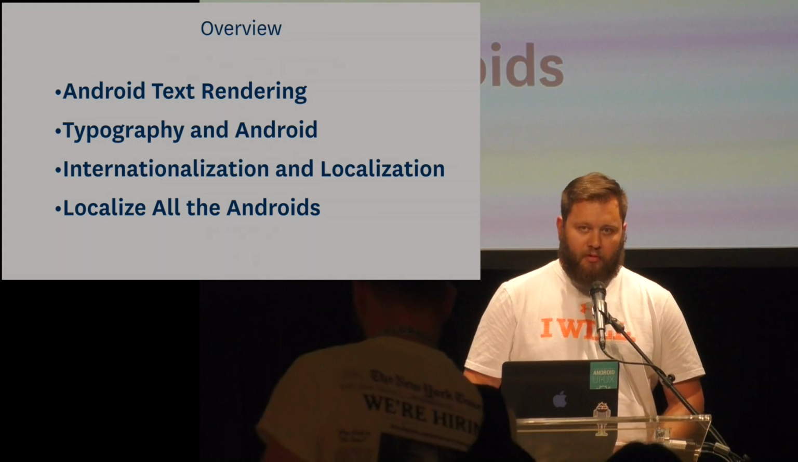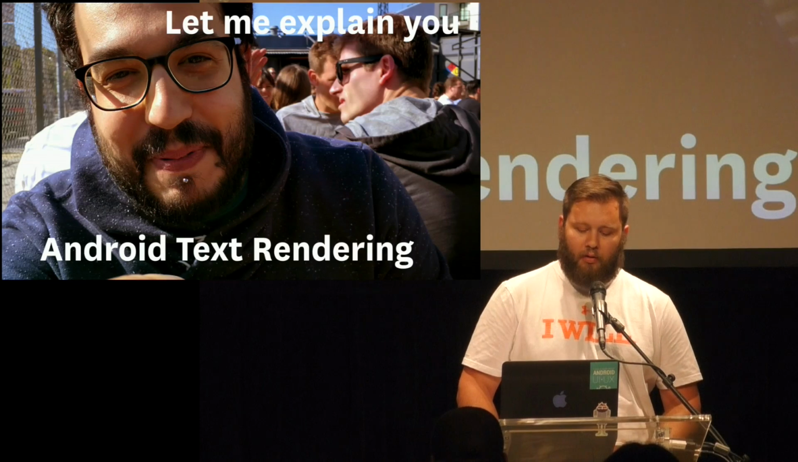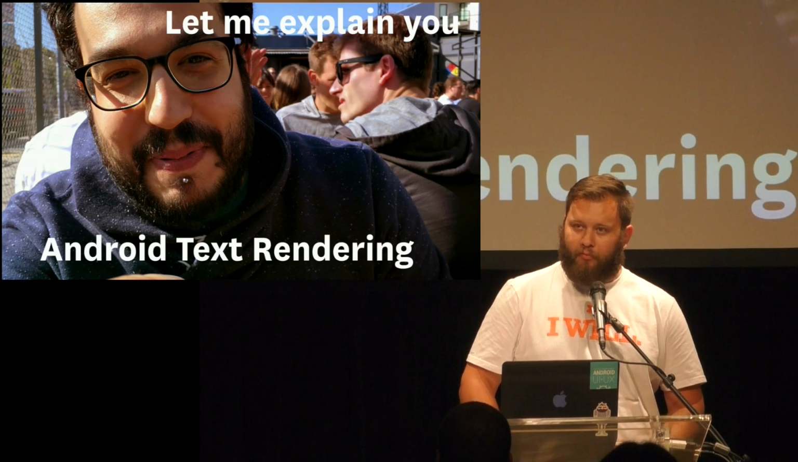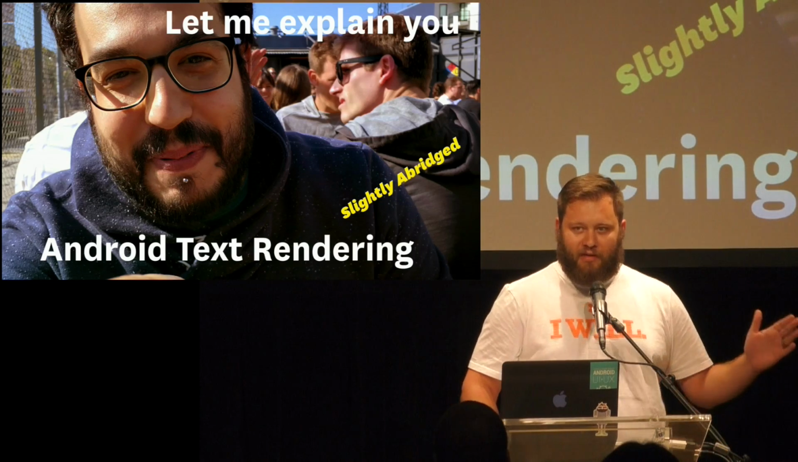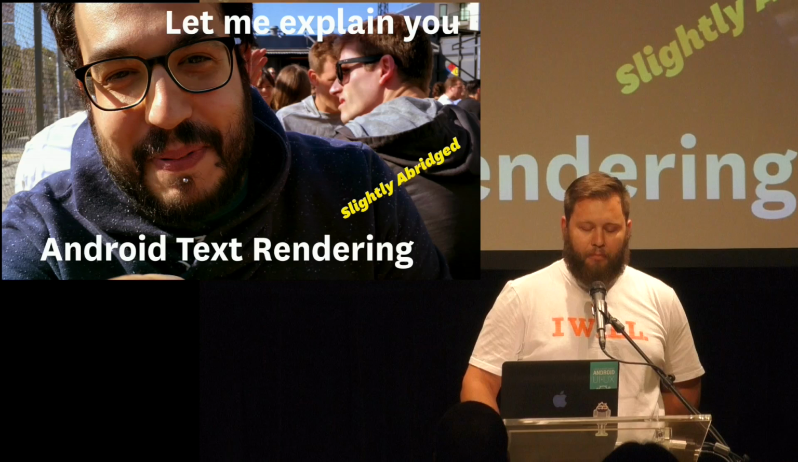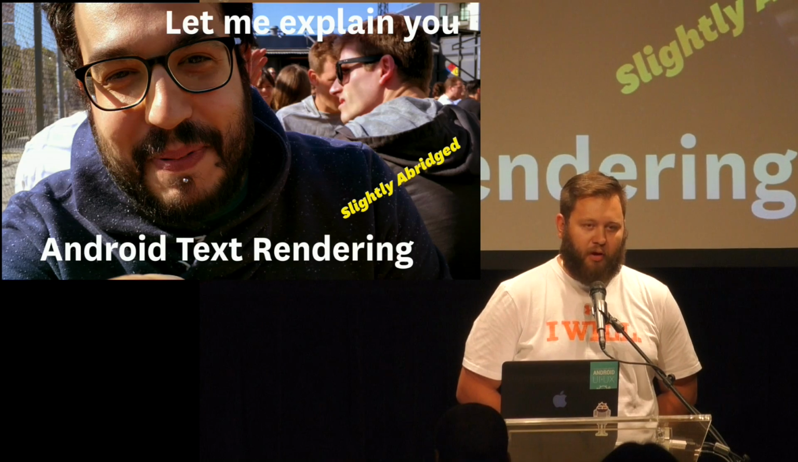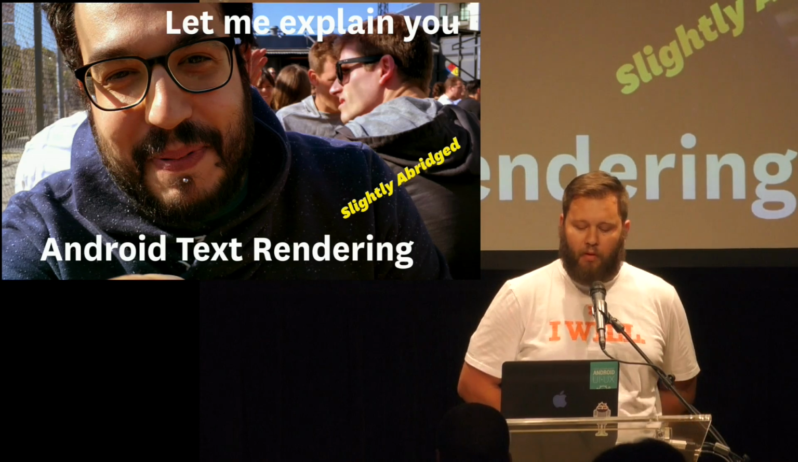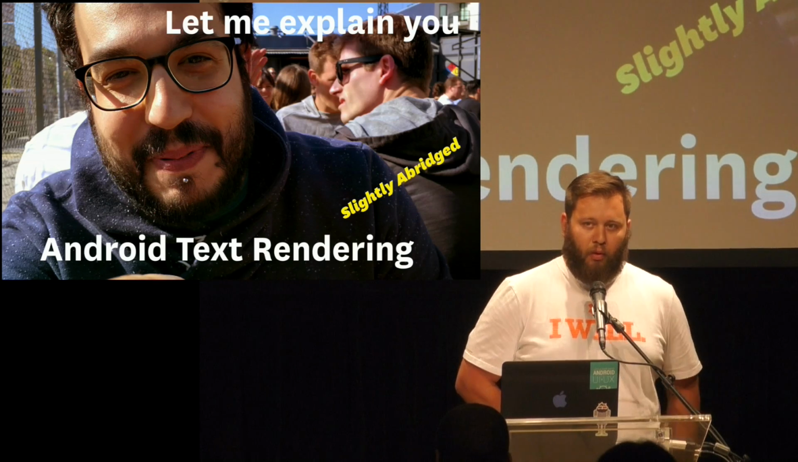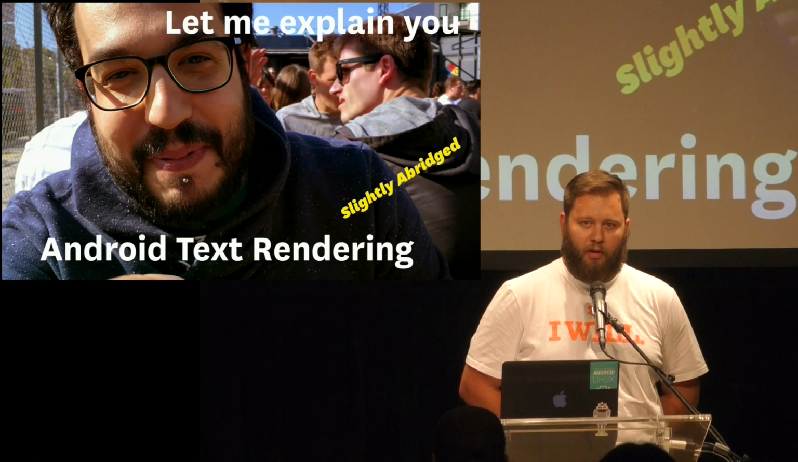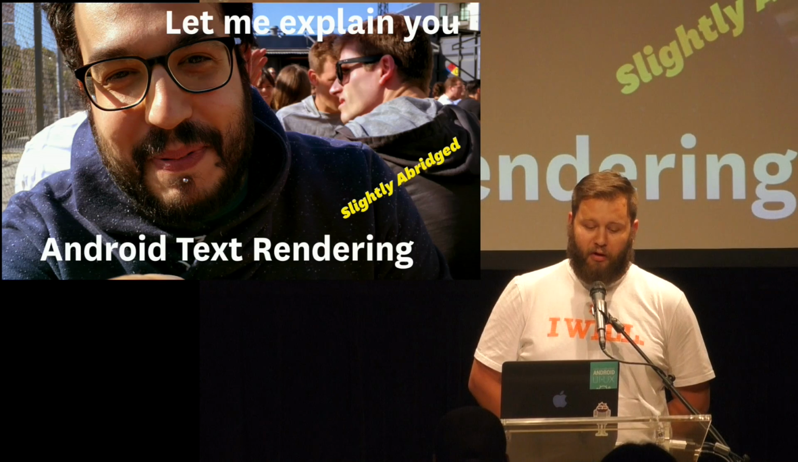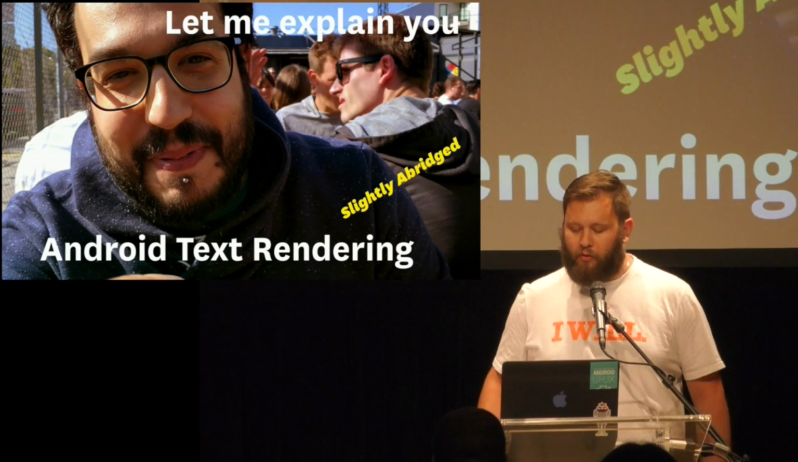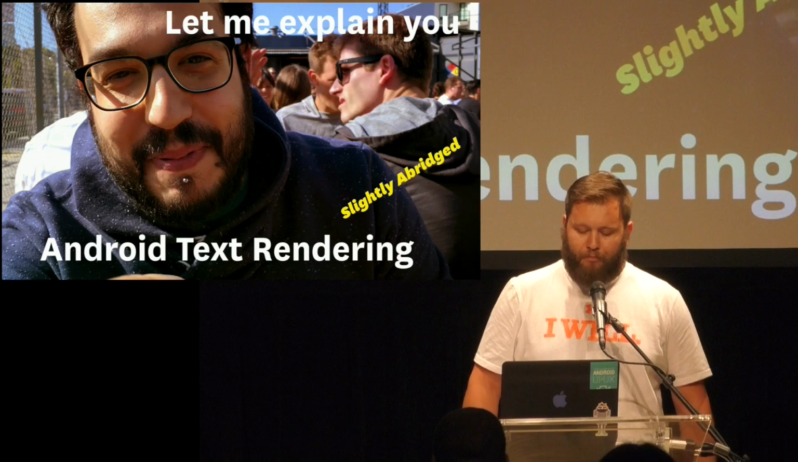So first and foremost, let's get started with it. Let me explain Android text rendering. This is a slightly abridged version of Android text rendering. If you've read the Romain Guy post about text rendering on Medium, which I'll have a link to on my website afterwards, the one thing you'll find about text rendering is that it's a very, very deep rabbit hole. In fact, a lot of the rabbit hole involves non-Java code, a lot of native code, as we'll talk about a little bit.